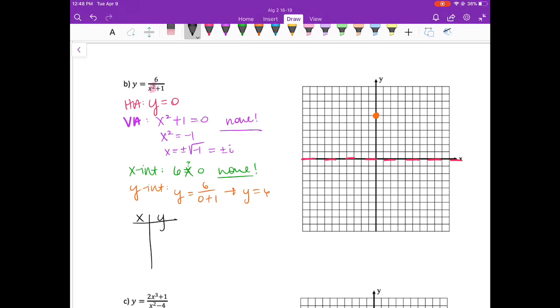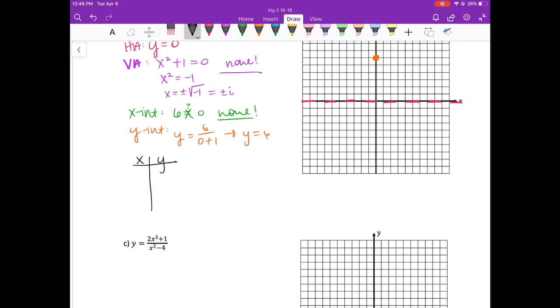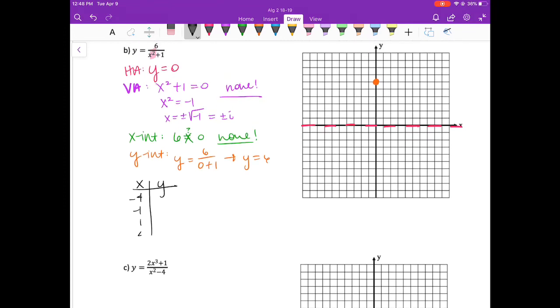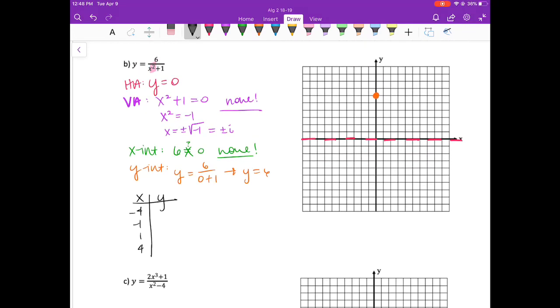So maybe let's go -4, -1, and then I already have 0. And we'll go +1 and +4. Again, I'm just kind of choosing these points at random, but we for sure want 2 to the left, 2 to the right. Plugging in -4, we would have 6 over -4 quantity squared gets me a +16 plus 1. I have 6/17, which is very, very small. Plugging in -1, I have 6 over 1 plus 1 is 2. 6 over 2 is 3.